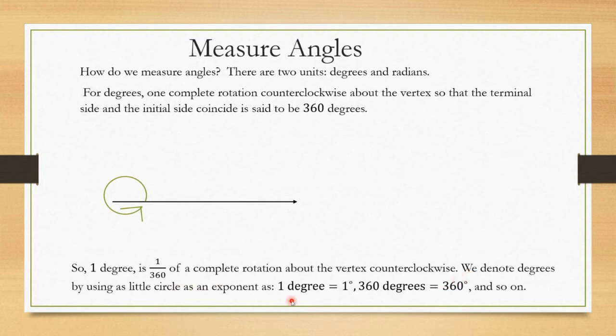Notationally with degrees, we use a little circle and we raise it almost like an exponent. So over here, for instance, 1 degree is notationally 1 raised to a little circle, as you can see here. So 360 degrees is 360 raised to a little circle. It's just notation. I know it looks like an exponent, but it's really not. But 360 degrees is a complete rotation counterclockwise.